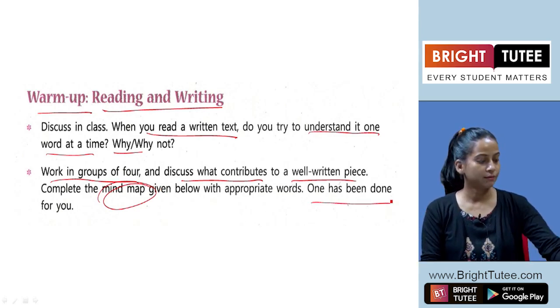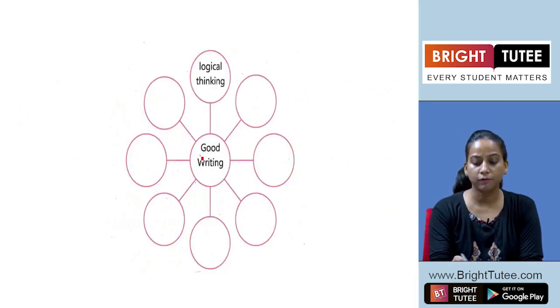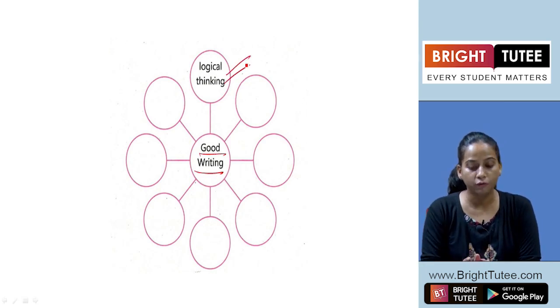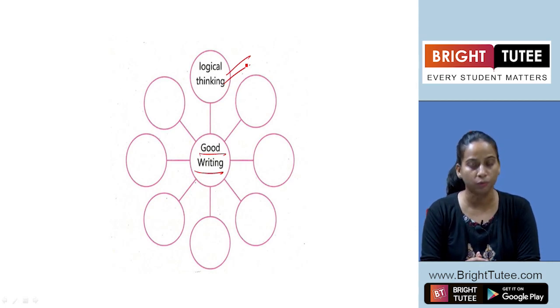So, we can see one example is already given here. For good writing, they have already filled in one example, logical thinking. So, you all have to do the discussion and find out what are the other features or characteristics that can be mentioned here. I am going to discuss some with you. Rest all of you have to do on your own.